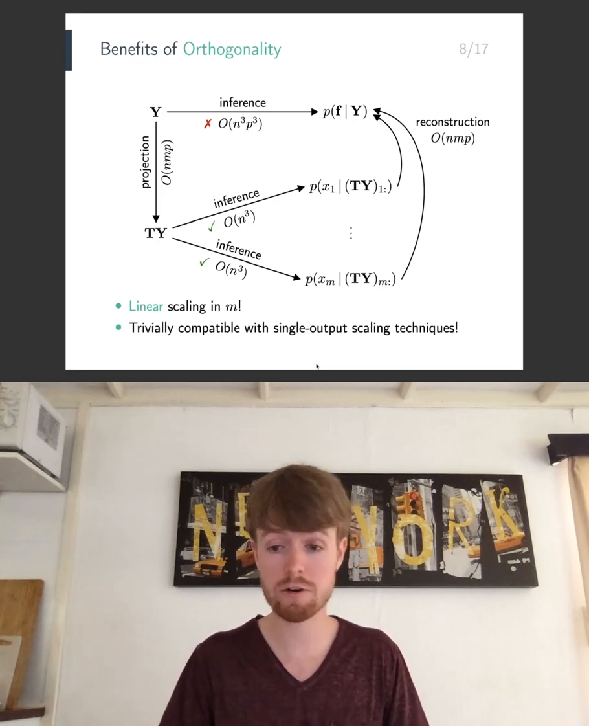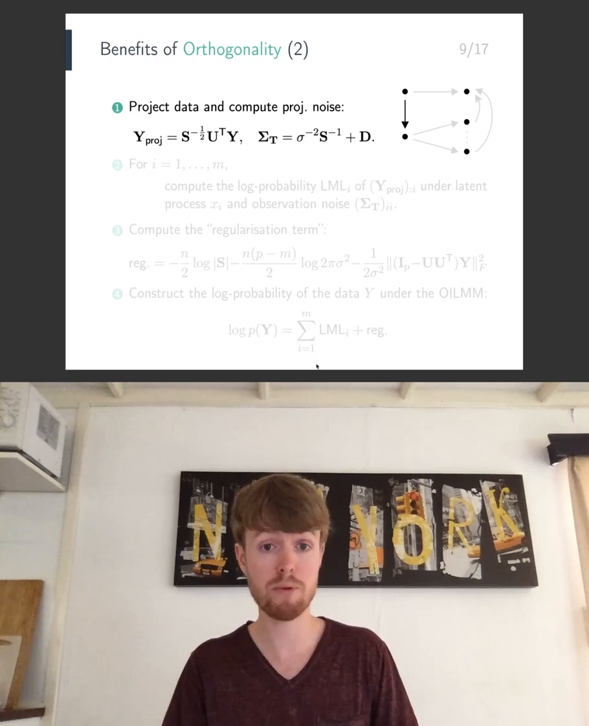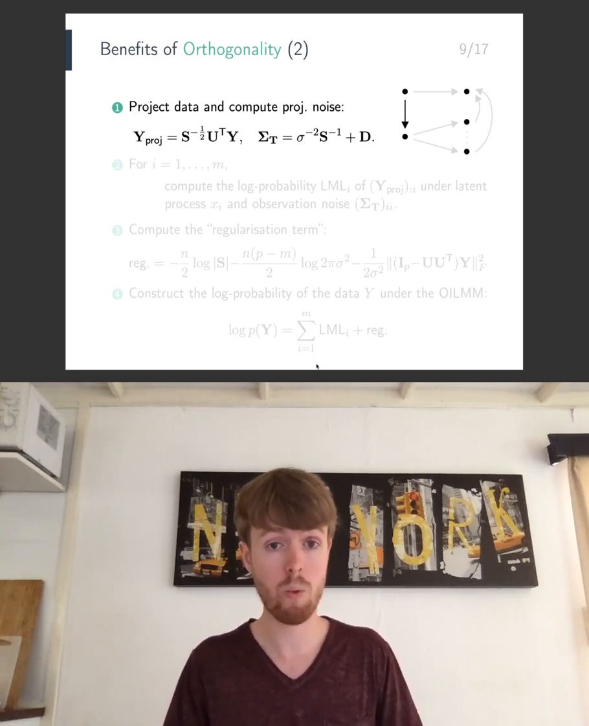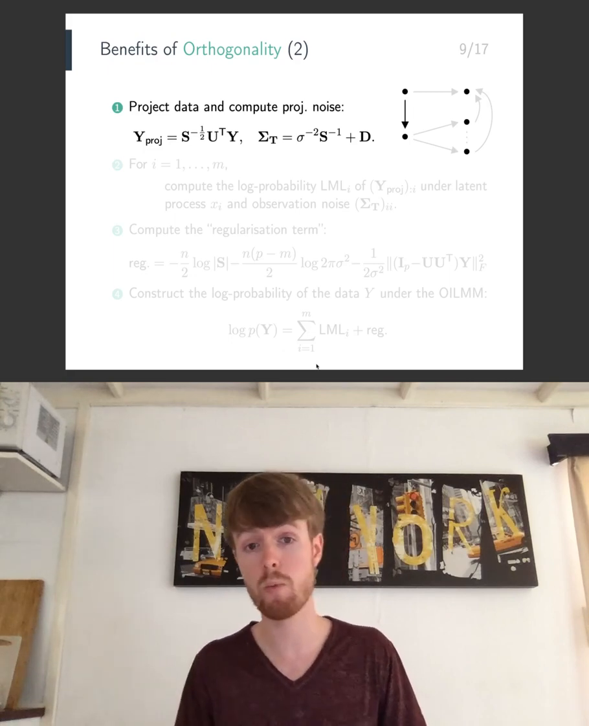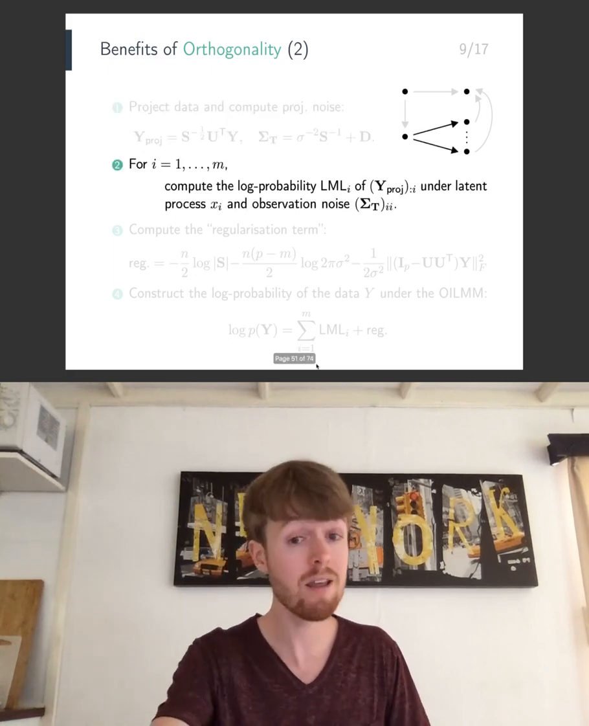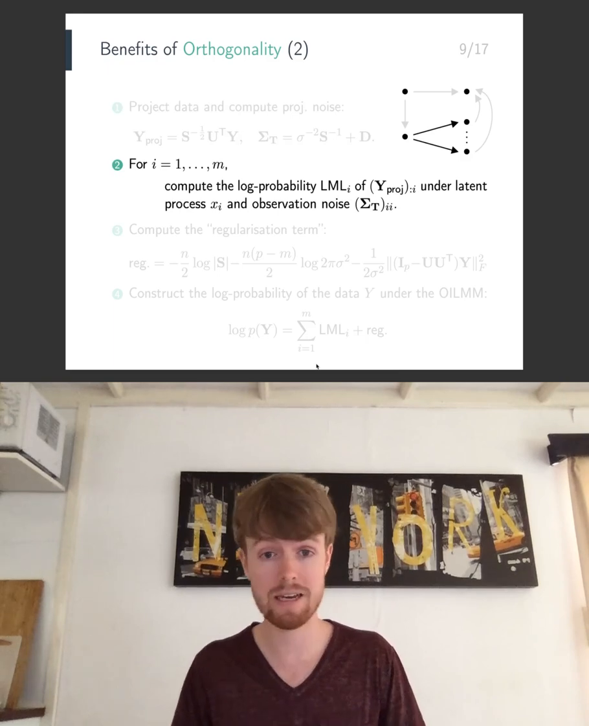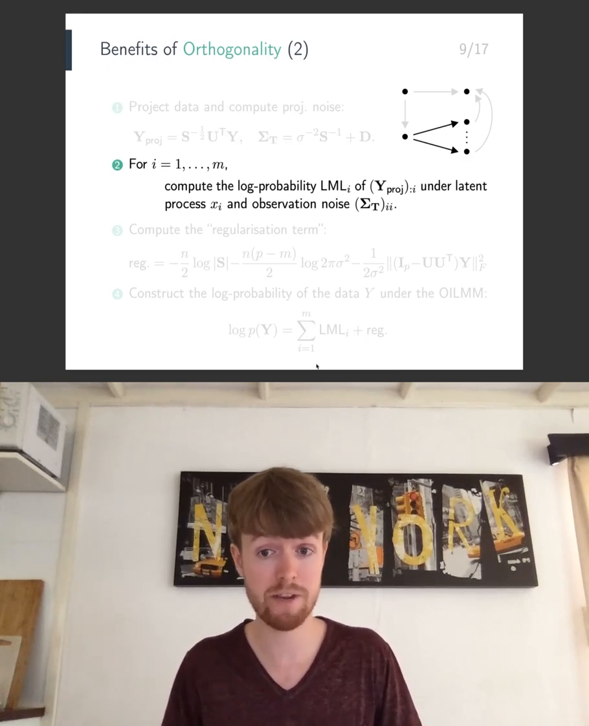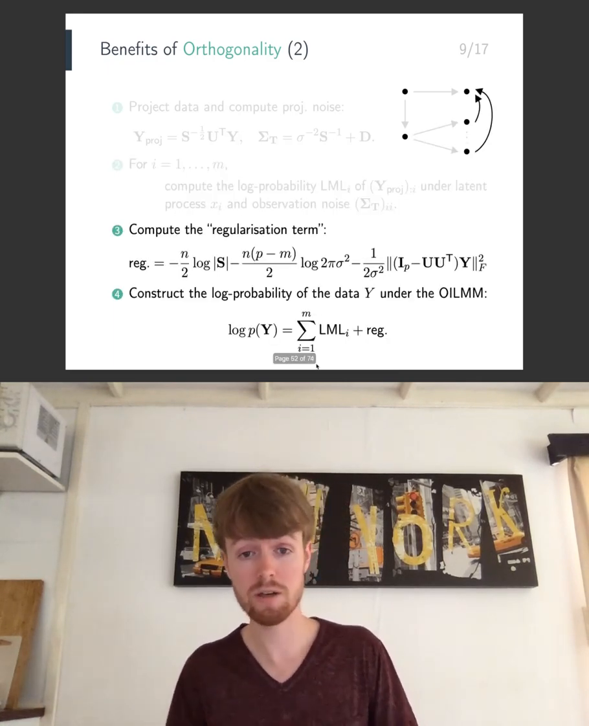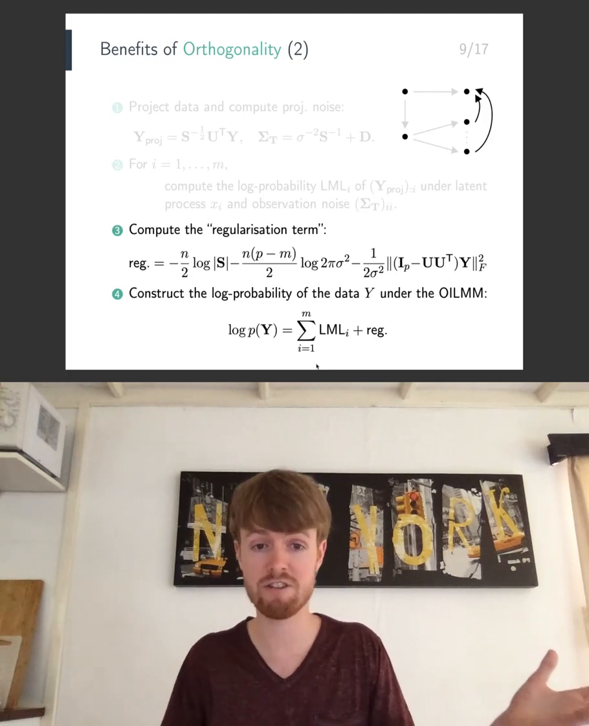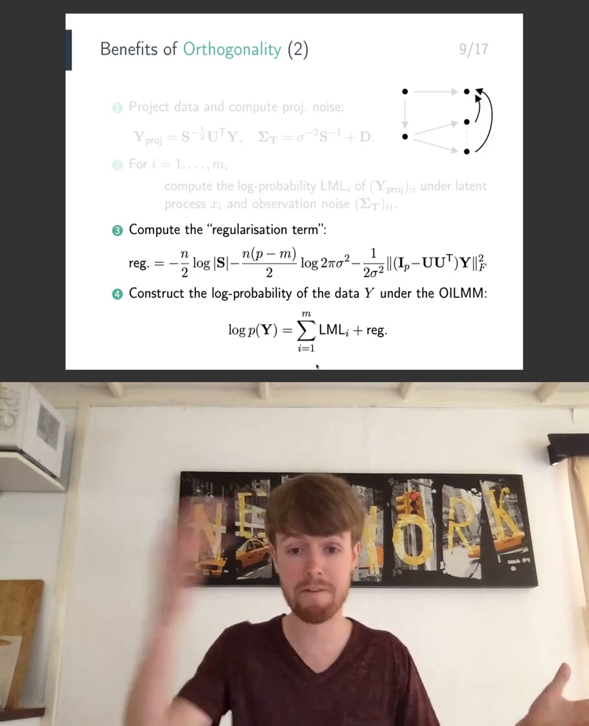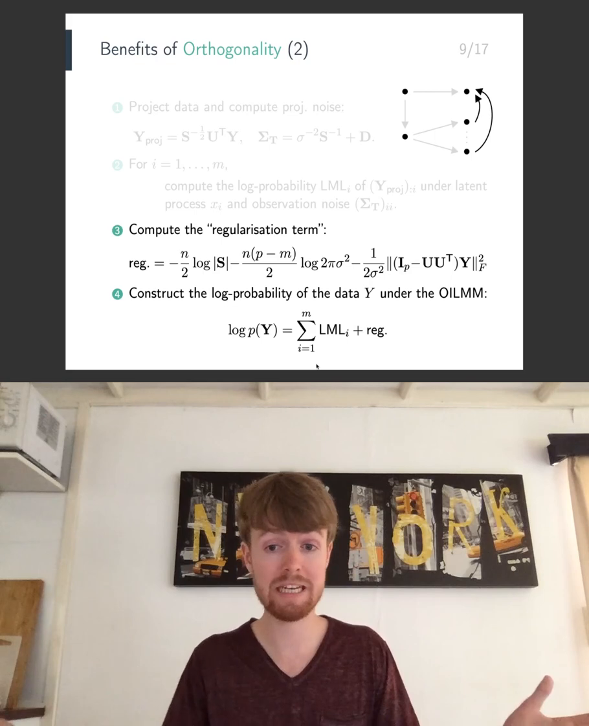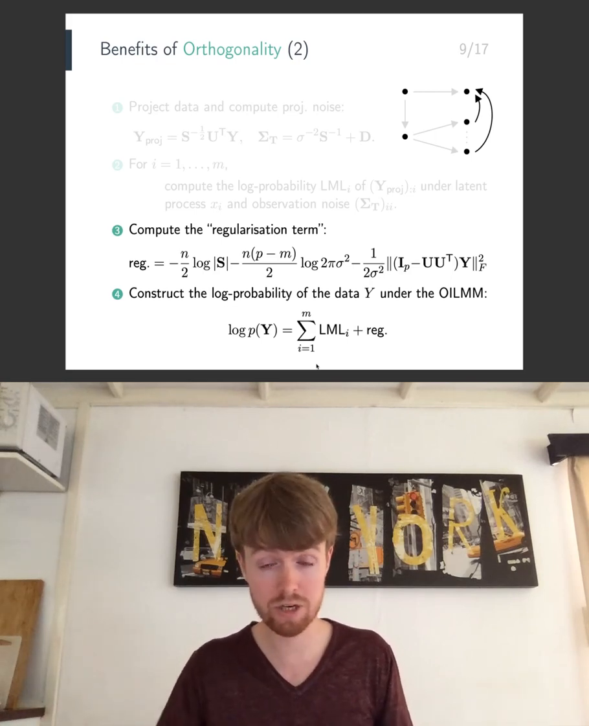Let's make this a little bit more concrete and consider calculating the log probability of the data under the model. First, we project the data, which comes down to a simple matrix multiplication with the data matrix Y. Then, for every one of the latent processes independently, we calculate the log probability of the corresponding projected observations. Finally, to perform the reconstruction, first, we calculate some kind of regularization term, and then add everything together to construct the log probability of the data exactly, without approximation, under the model.